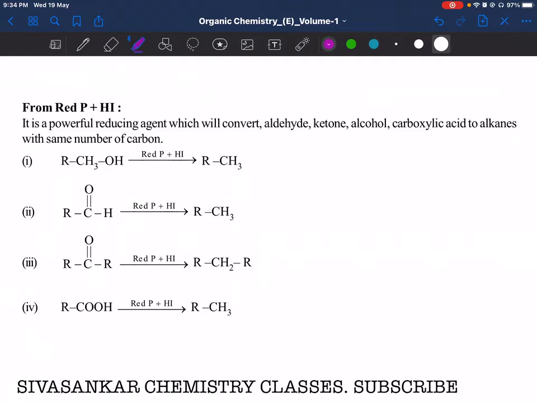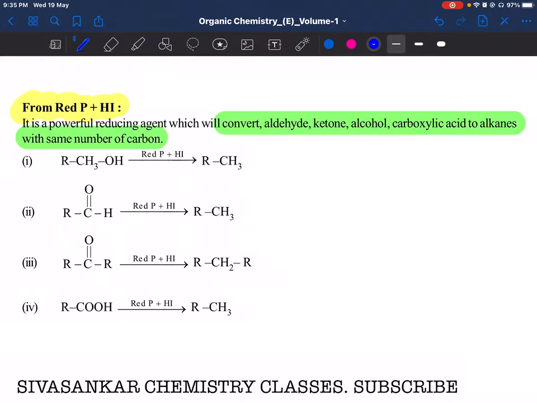Next, red phosphorus. Red phosphorus is a very strong reducing agent. So in the presence of this powerful reducing agent, most groups can be converted. It can convert aldehydes, ketones, alcohols, and carboxylic acids to alkanes with the same number of carbon atoms, that is, without changing the carbon atoms.